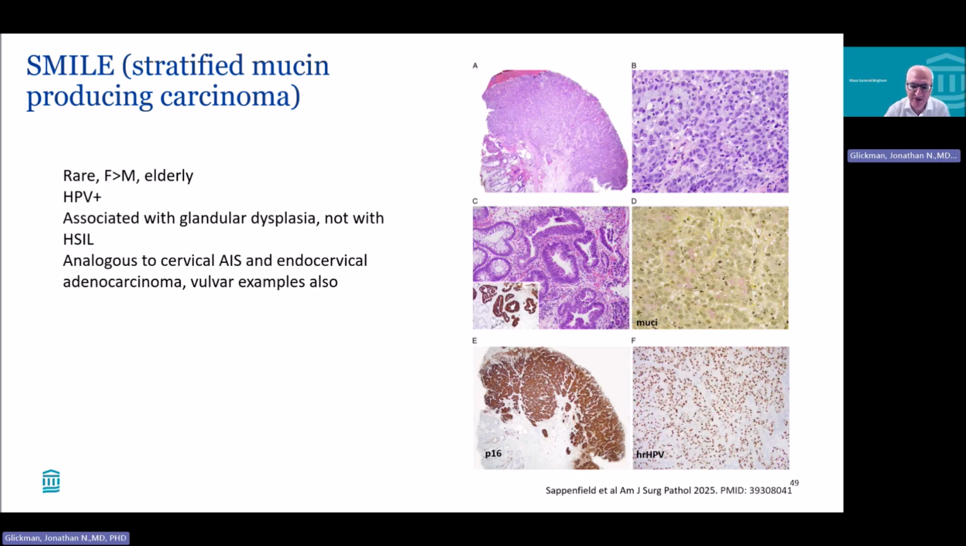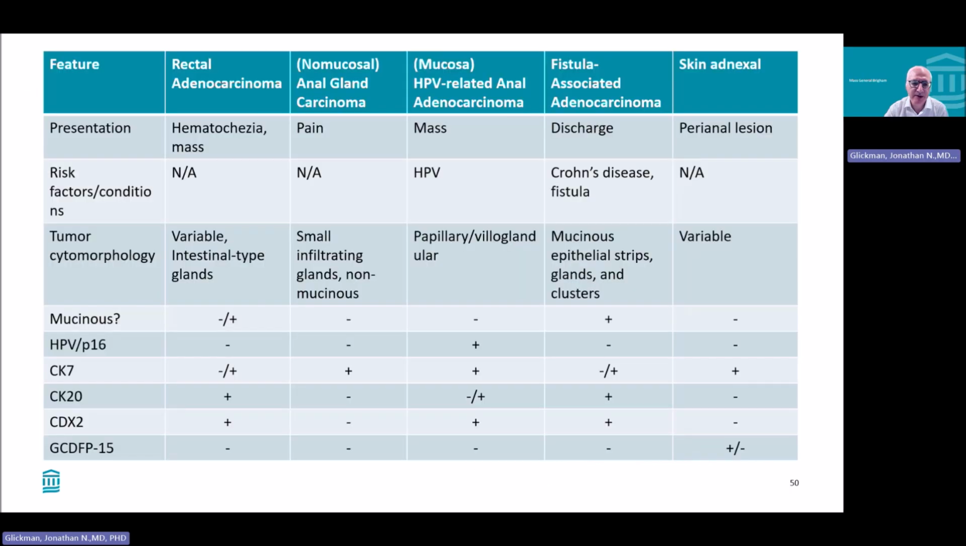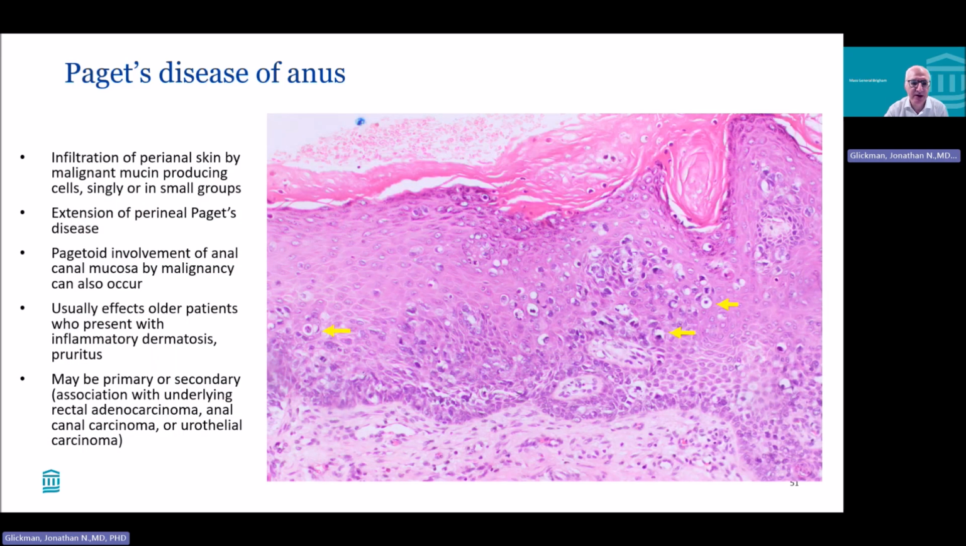This is an illustration from that paper, again showing that it is associated with a glandular dysplasia, and also is P16 positive both in the precursor and in the cancer. So this is really analogous in some ways to endocervical adenocarcinoma or cervical adenocarcinoma in situ, which is also an HPV-associated lesion. So here's just a brief table. I won't go into this in detail, but it highlights some of the morphologic and immunohistochemical differences among these various types of adenocarcinomas that arise in this region.